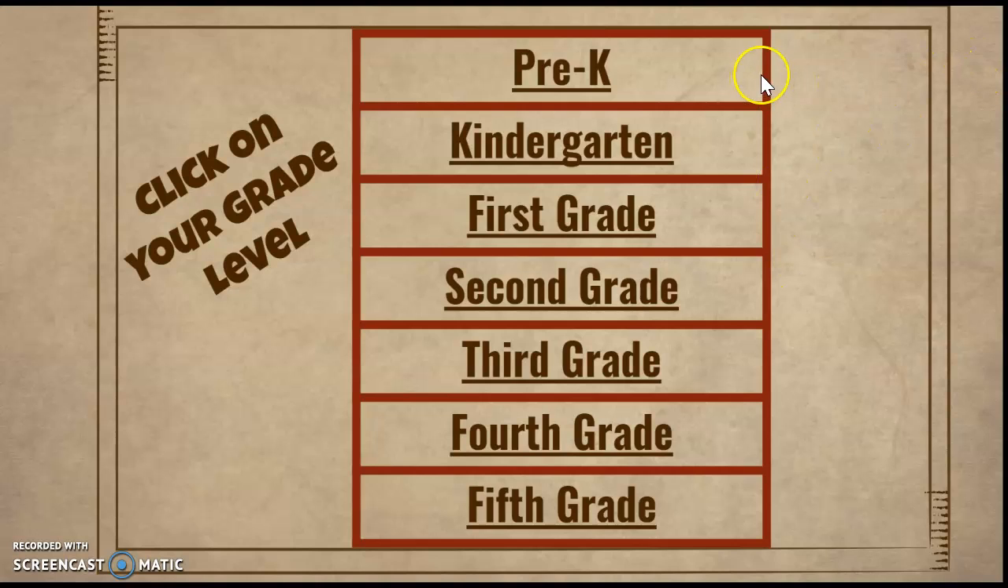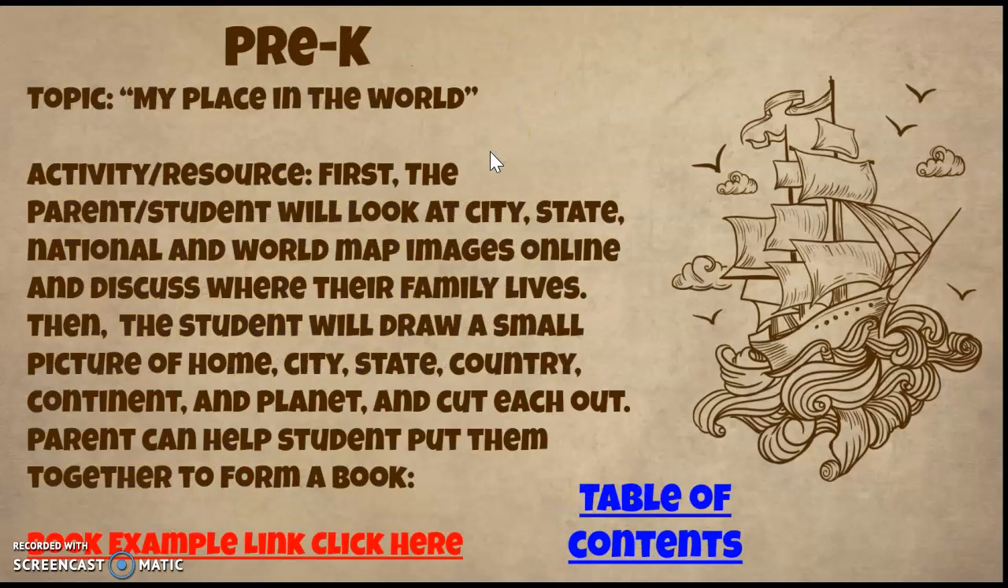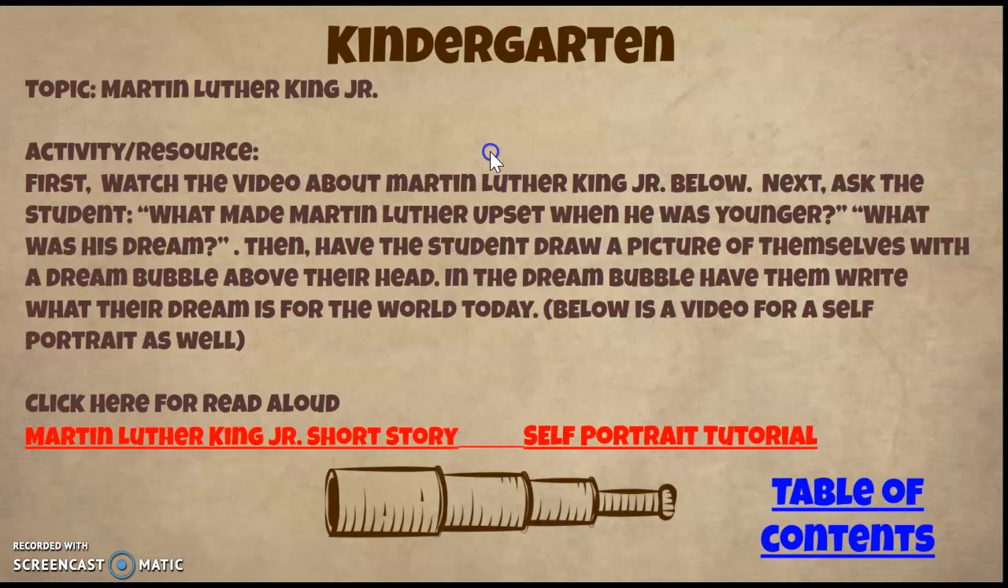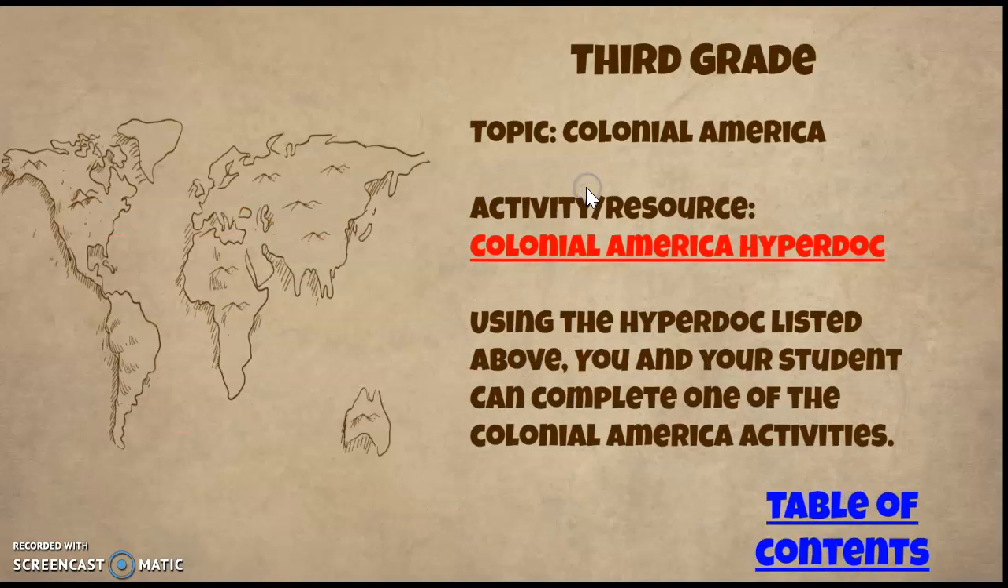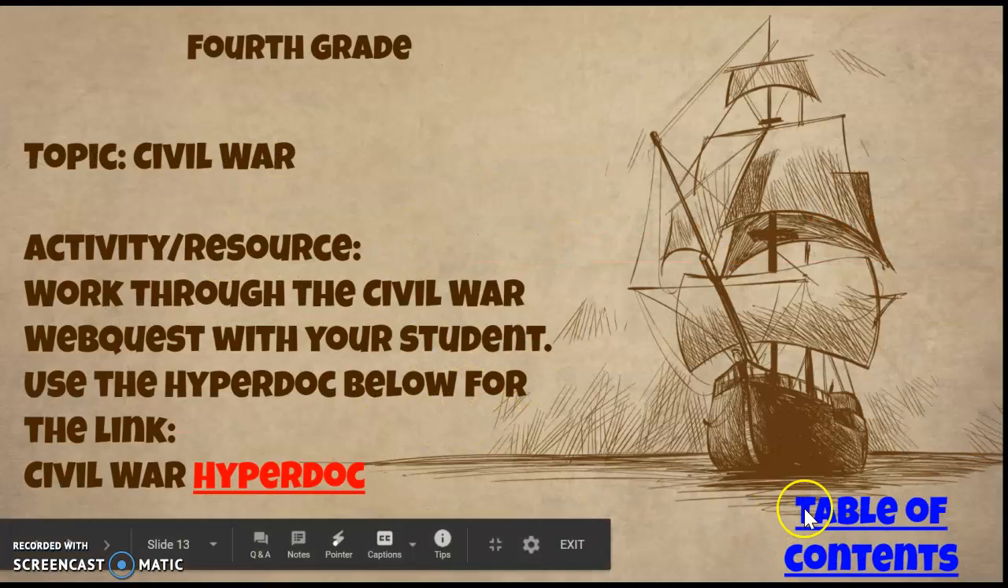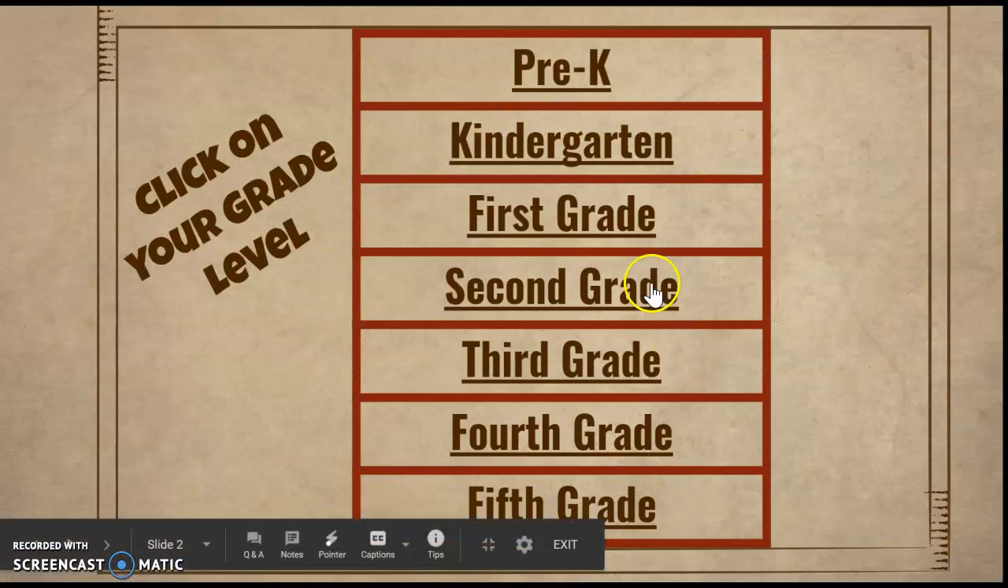Now, you may want to go through every single activity for each grade level. If you want to do that, you can quickly click on pre-K. It will take you to pre-K's. Then you will just click the over button, or you'll just keep clicking on the slide, and it will take you to every single activity for each grade level. Now, you may not want every single grade level and their activities, so every time you want to go back to that table of contents, you can click down here on this blue table of contents button at the bottom of each page. It will take you right back to the click on your grade level screen.